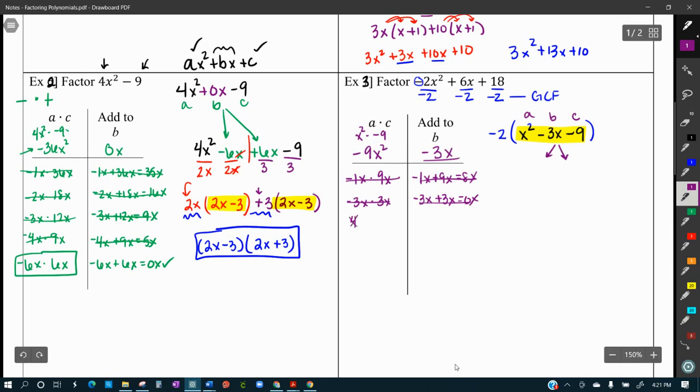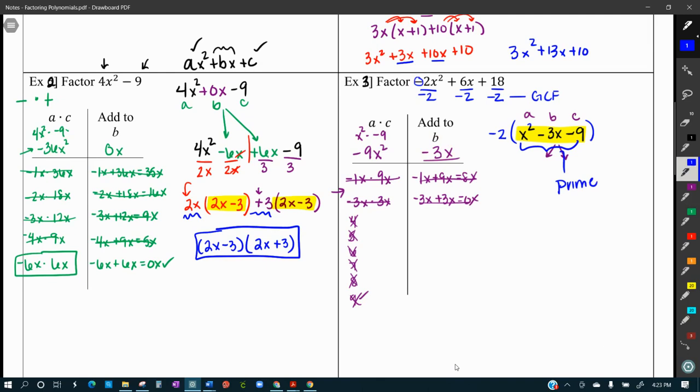4 does not divide into 9, 5 does not divide in, 6 does not divide in, 7 doesn't, 8 doesn't, and 9 gets us back at this factor here. We've already done that one. So what happened is there is no pair of numbers. There's nothing that I can multiply to negative 9 and also add to negative 3. So that means this part right here is prime. That inside piece does not factor any further.